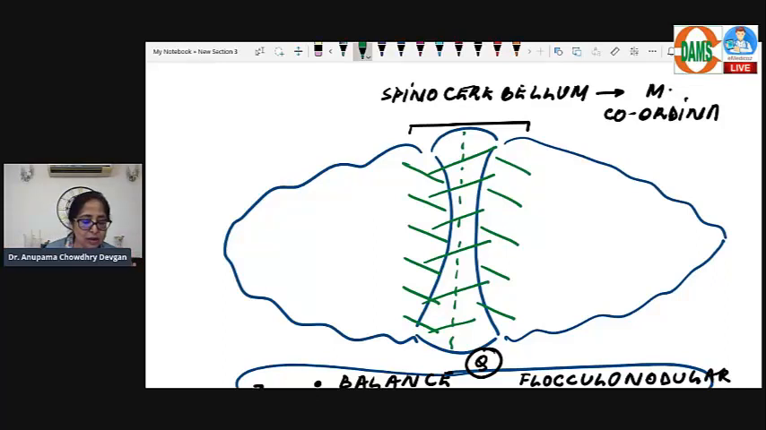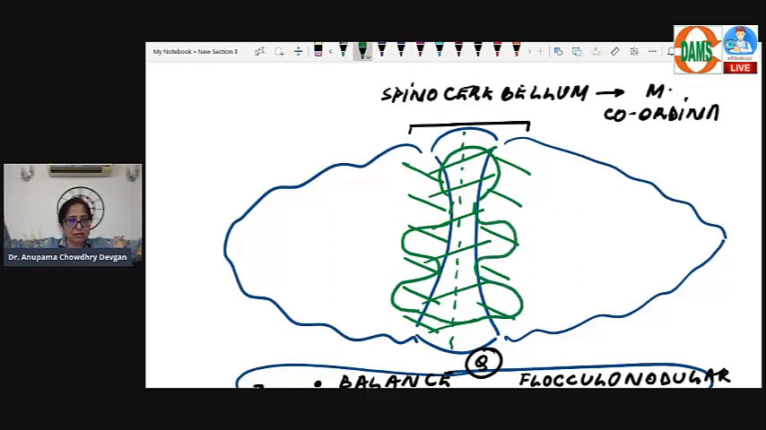Just like in the motor homunculus, you had a map of the body. There is a map of the body even in the spinocerebellum. Very crude map. So the limbs are represented in the lateral part of the spinocerebellum, distal muscles, lateral part. The part in the midline is meant for control and coordination of axial muscles. So spinocerebellum is involved in motor coordination. The part in the midline for coordination of axial muscles, lateral part is involved in coordination of distal muscles.